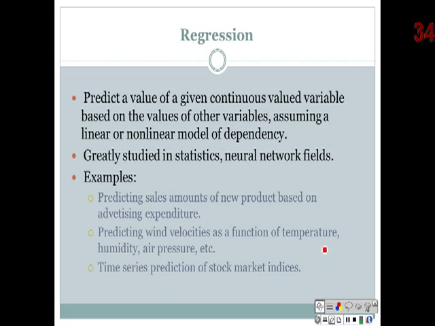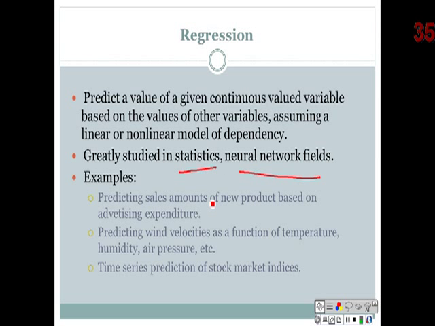Regression, we talked a little bit. I showed you the example previously. We're going to talk more about it here. Predict the value of a given continuous valued variable based on the value of other variables, assuming a linear or nonlinear model of dependency. I gave you the example of houses and the cost of the houses. It is greatly studied in statistics, as I said, and in the neural network field.